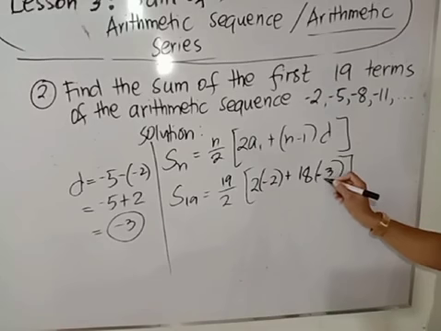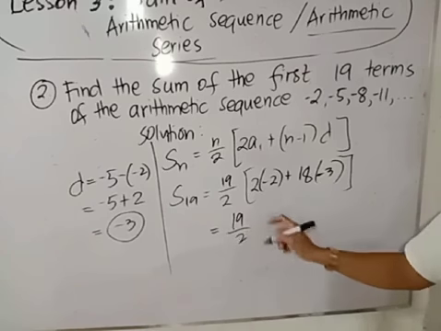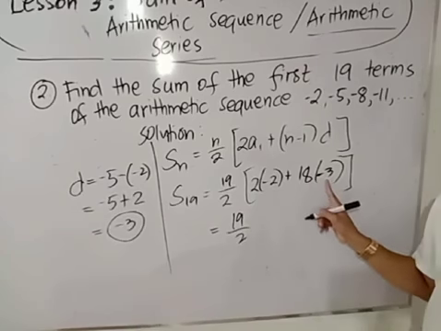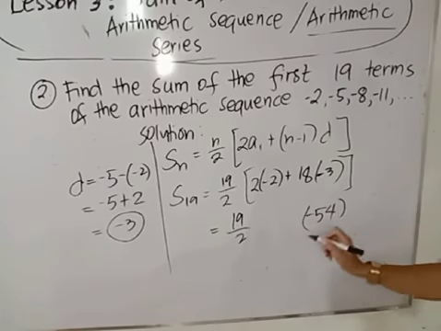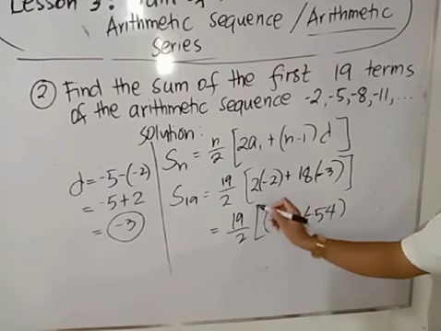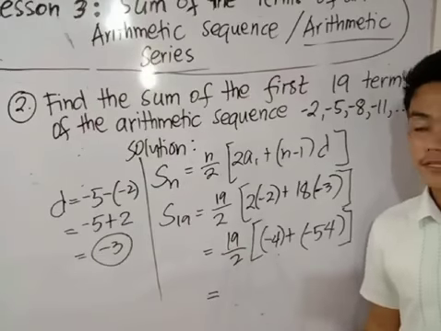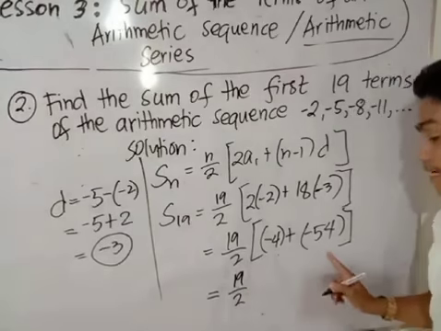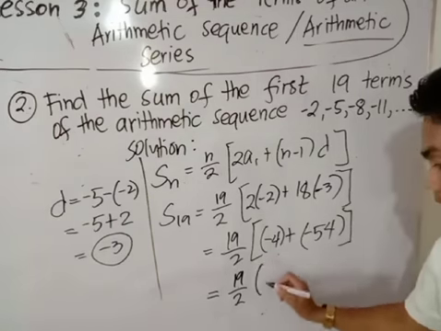Times negative 3. Next step, 19 halves. 2 times negative 2 is negative 4. 18 times negative 3 is negative 54. So negative 54 plus negative 4. Then multiplied by, for the next step, 19 divided by 2 will give you a decimal number, so let's just copy 19 over 2. Then negative 4 plus negative 54 is negative 58, because negative plus negative is also a negative number, times negative 58.